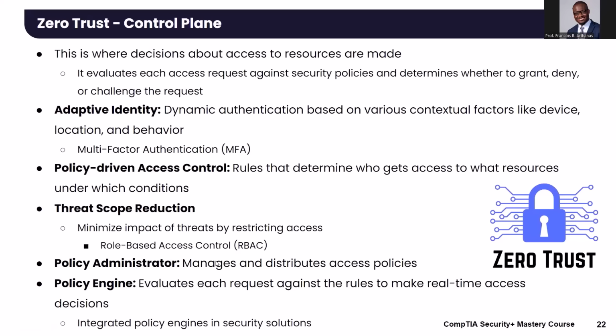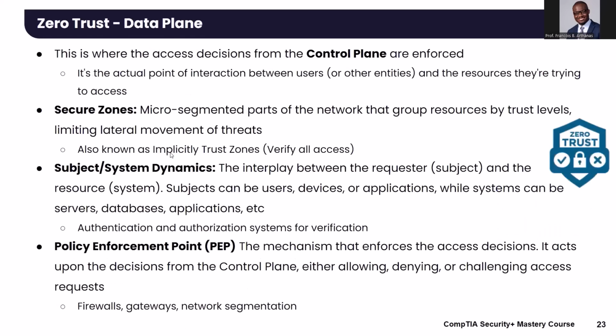And then there's the policy administrator, which is managing and distributing the access policies. And there's that policy engine that evaluates each request and looks at it and says, okay, well, this is supposed to be happening, making those decisions in real time as well. Then you have your data plane. Again, like I said, this is where all the decisions are actually being enforced. This is the actual point where the users, the entities, the resources are all accessing each other. This is where the enforcement takes place. This is where the actual security happens.